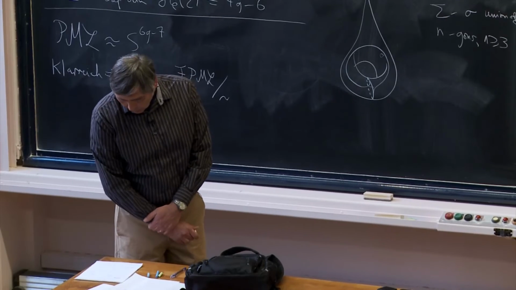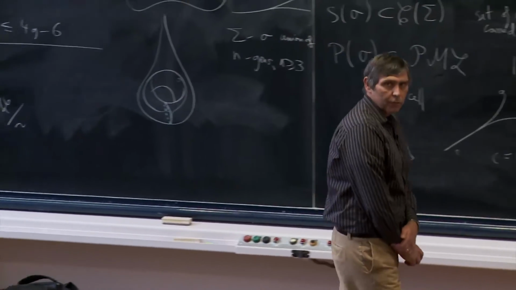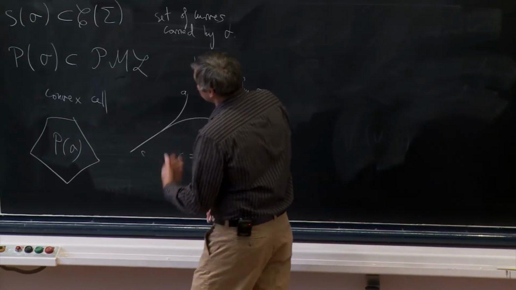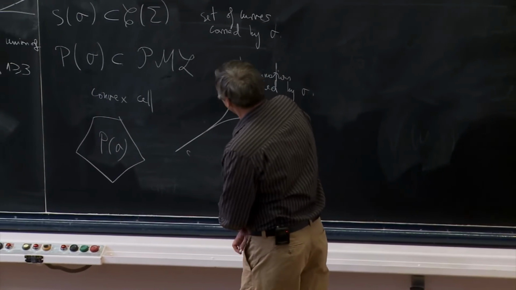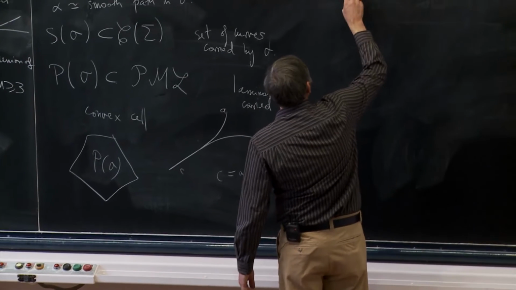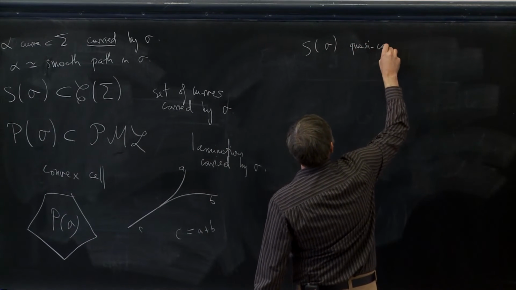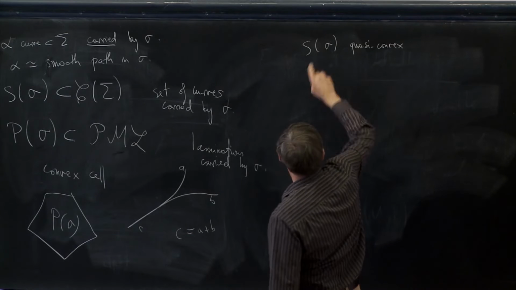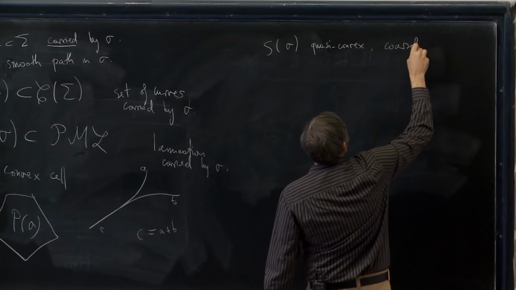Now the result that relates these two comes out of the Masur-Minsky theory. Using their theory, it's easy to show that first of all, S of sigma is quasi-convex. So it's a certain subset of this hyperbolic graph. It's quasi-convex, and not only that, but it is coarsely a convex hull.